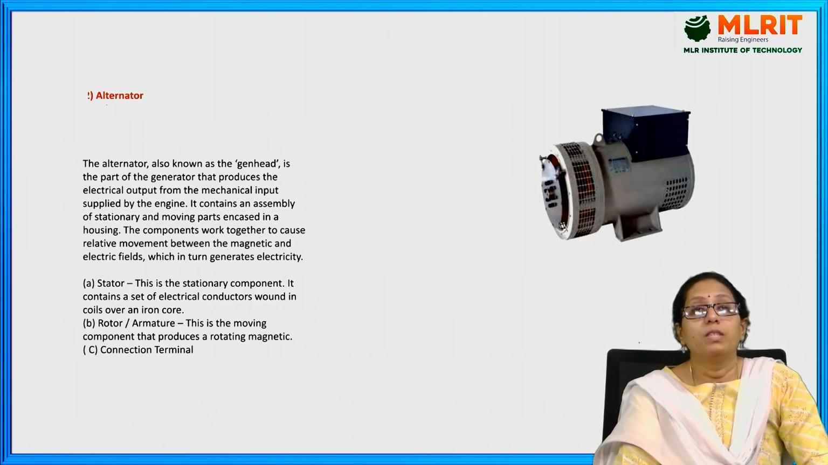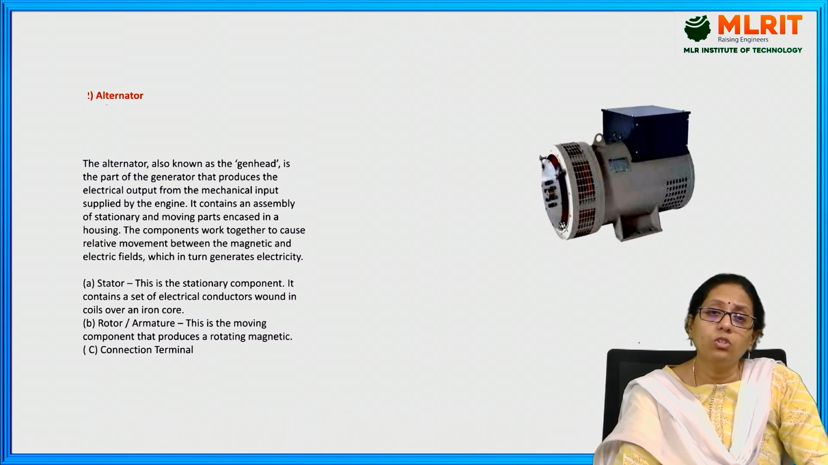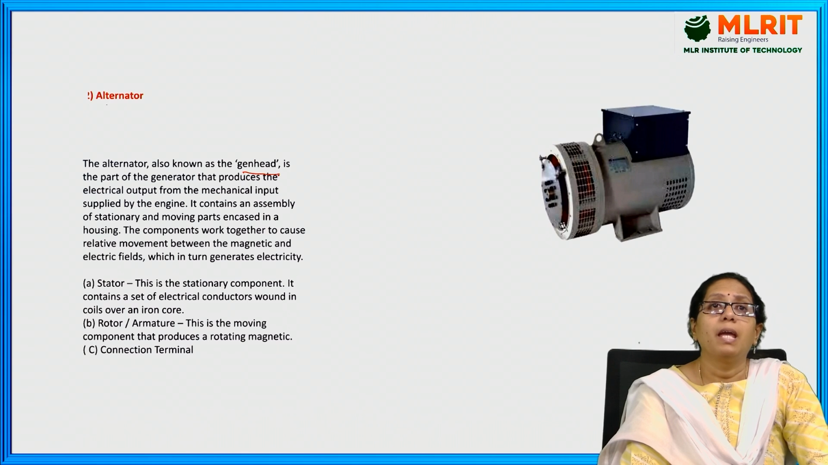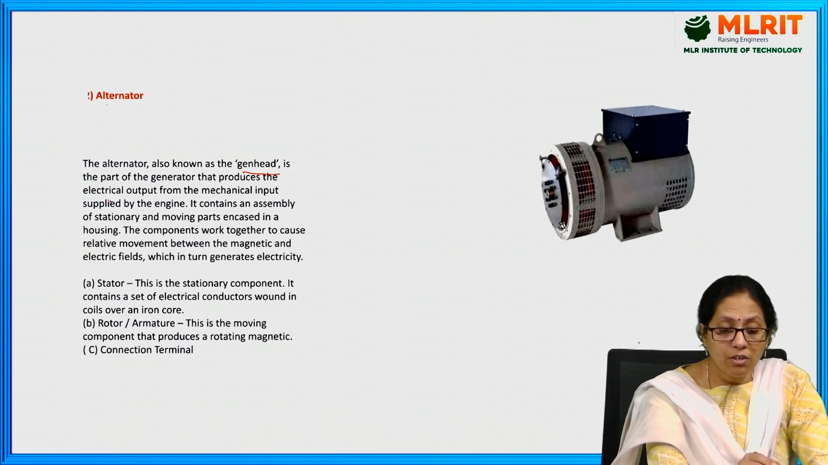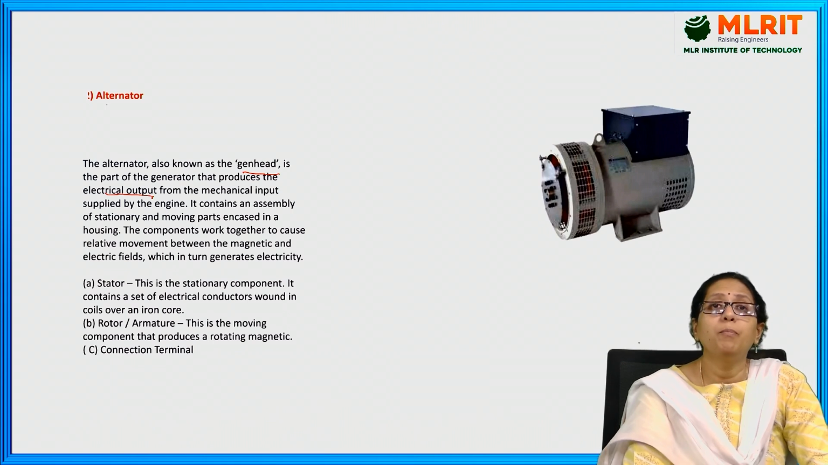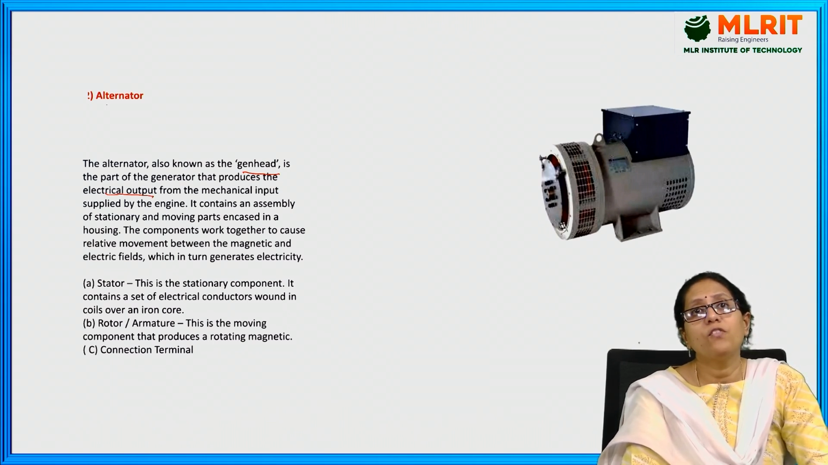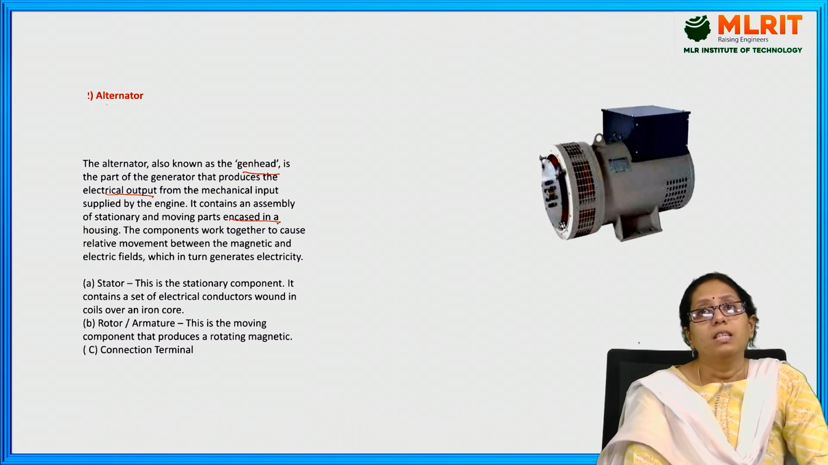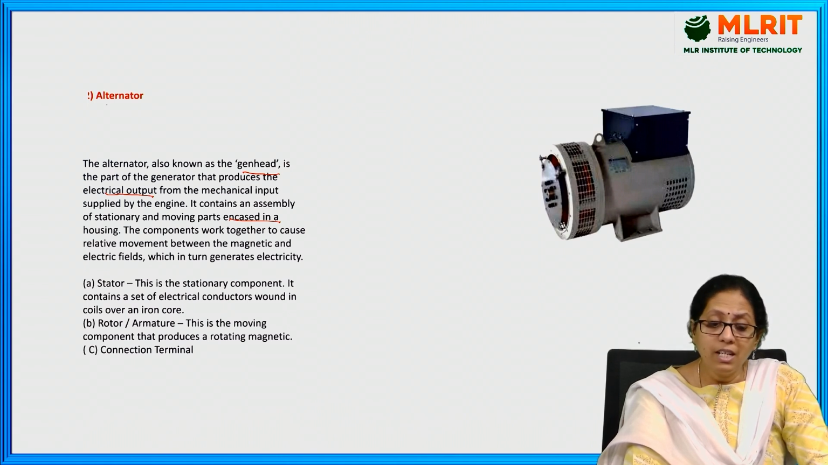Alternator. The second part is the alternator. What is an alternator? An alternator is known as the gen head. That is the part of a generator that produces the electrical output from the mechanical input. It contains an assembly of stationary as well as moving parts encased in a housing. That means in the same casing, the alternator is connected.